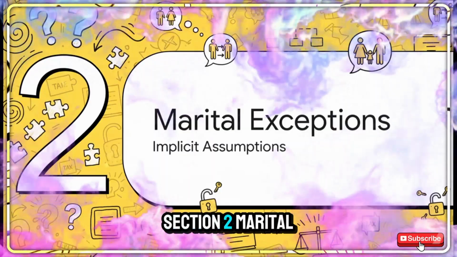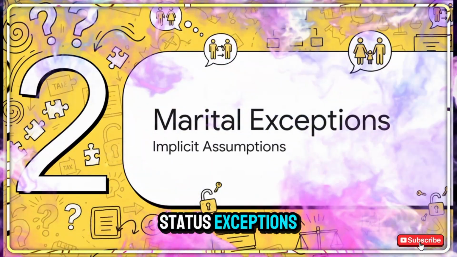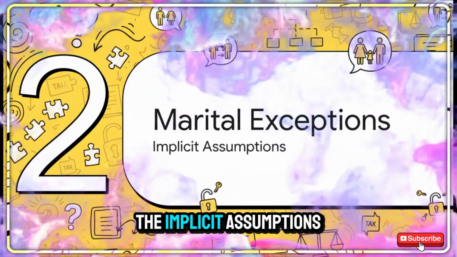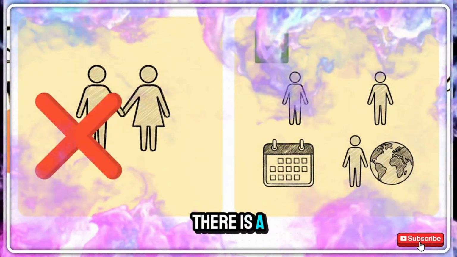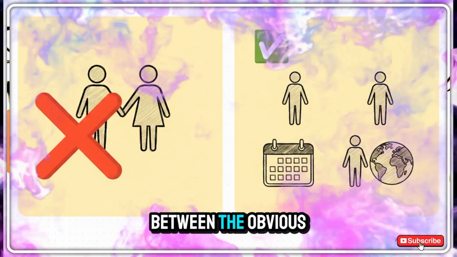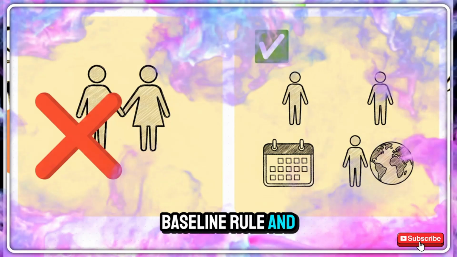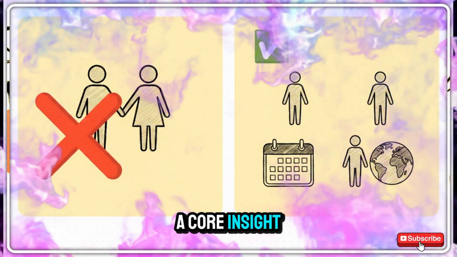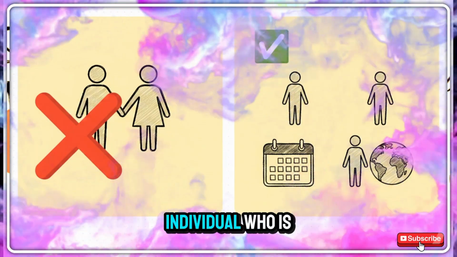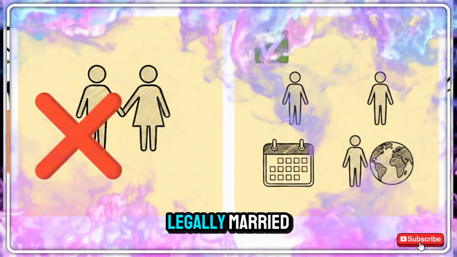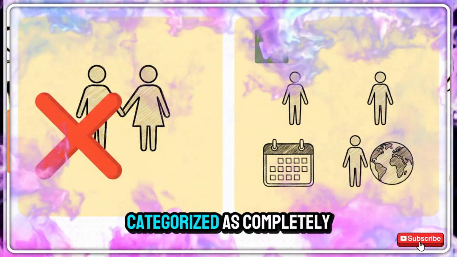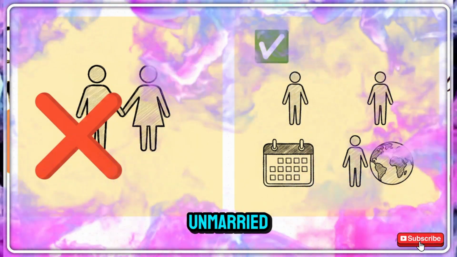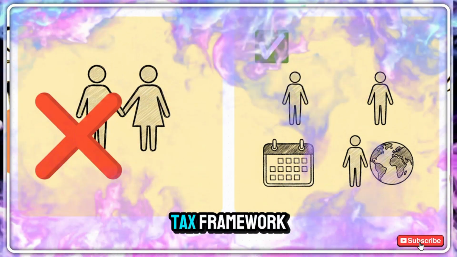Moving on to section 2, marital status exceptions. Let's look at the implicit assumptions. There is a wild contrast here between the obvious baseline rule and a really specific, non-obvious exception. A core insight from the data is that an individual who is technically legally married can actually be categorized as completely unmarried for the specific purposes of this tax framework.